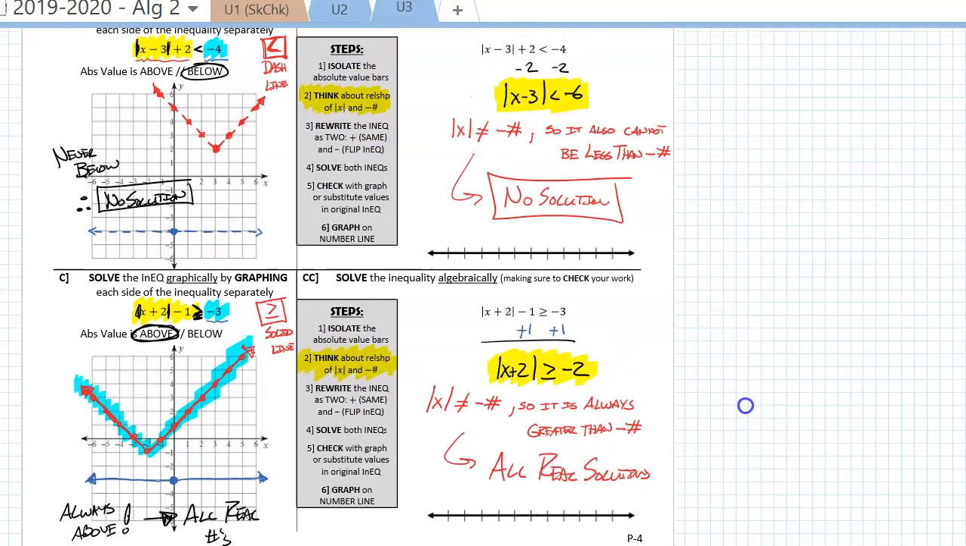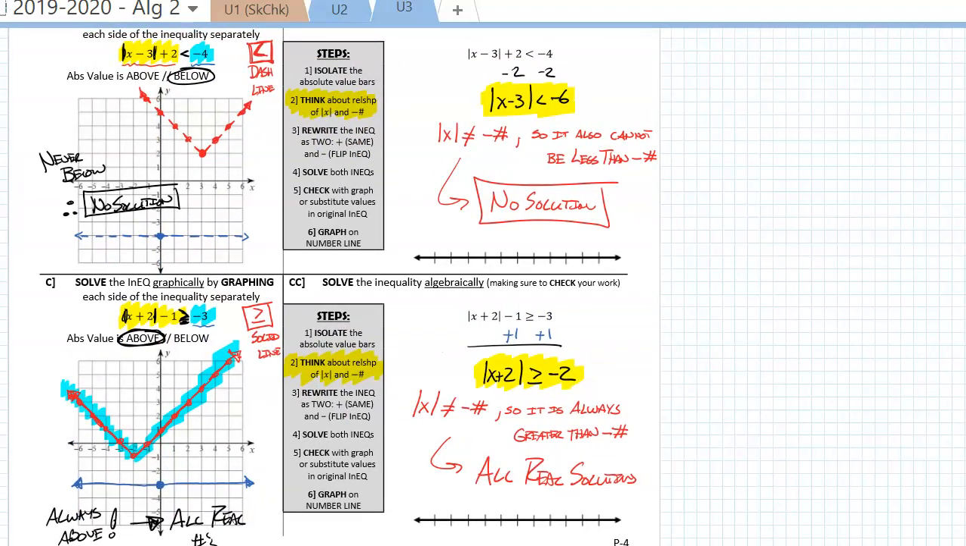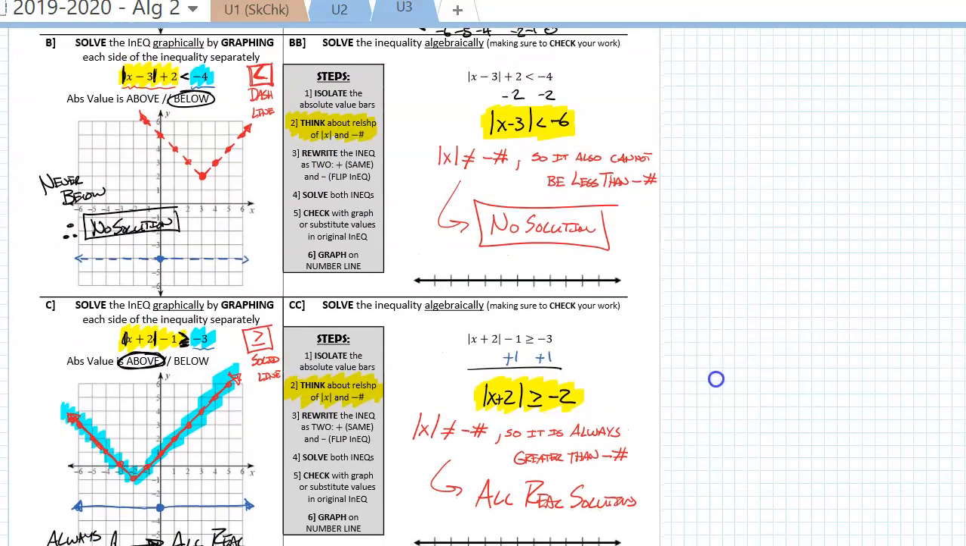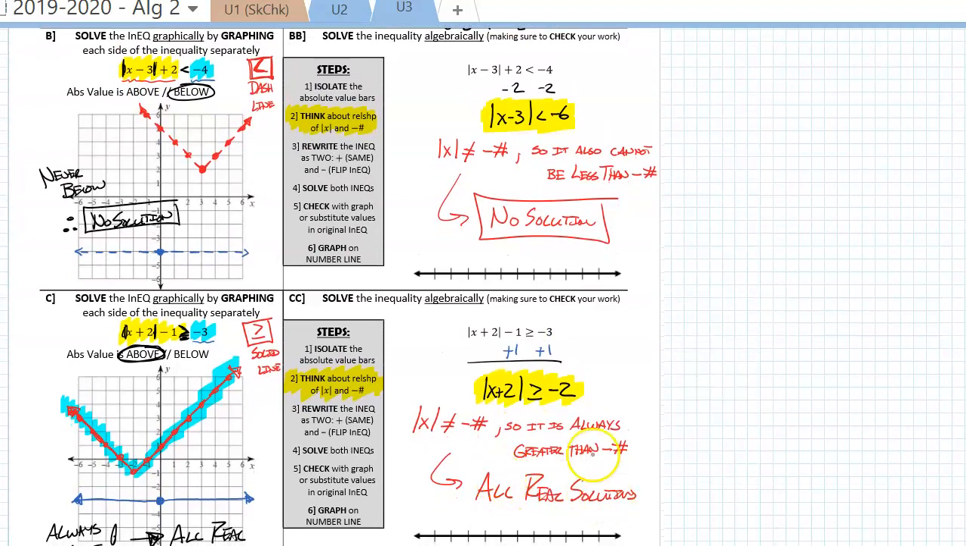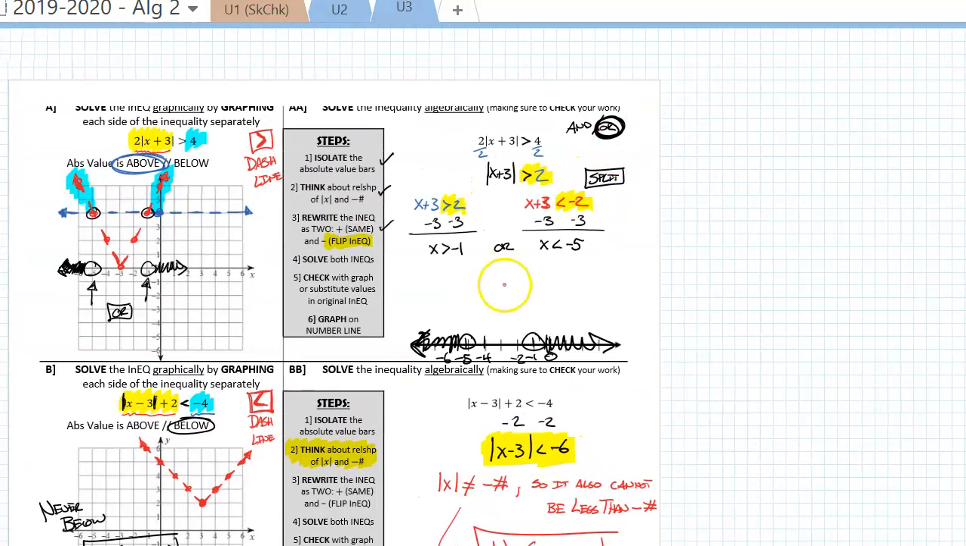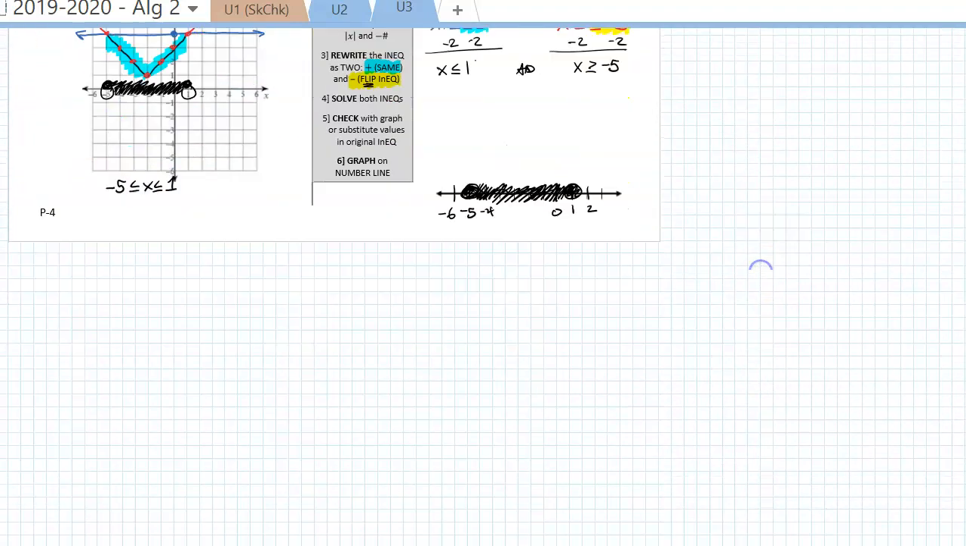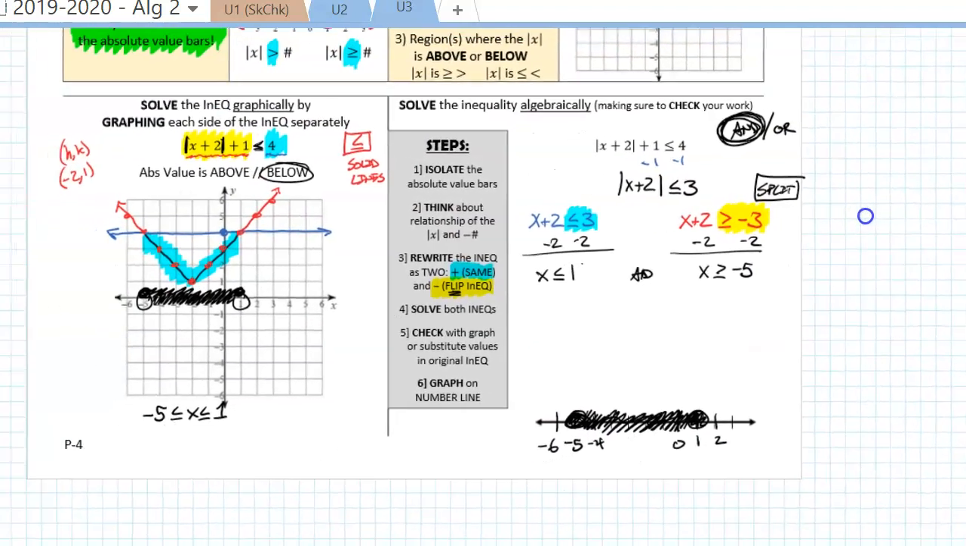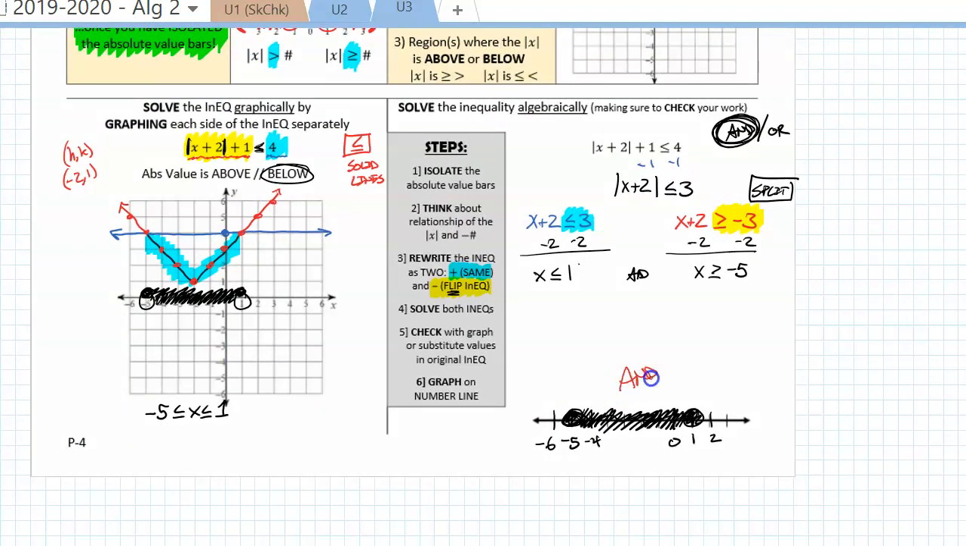So, there it is in terms of solving absolute value inequalities. We have possible choices of all real solutions and no solutions. We have or compound, or disjoint, inequalities, where the solution regions are pointing away from each other. And we have solution regions where we have an and, where our solution regions are pointing towards each other. We're between two values.